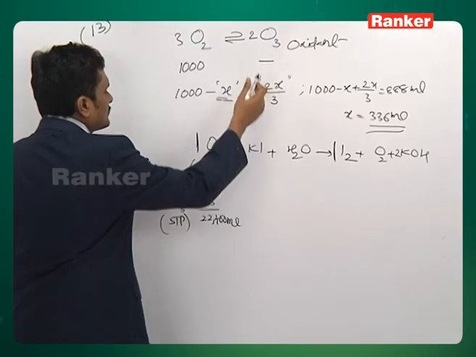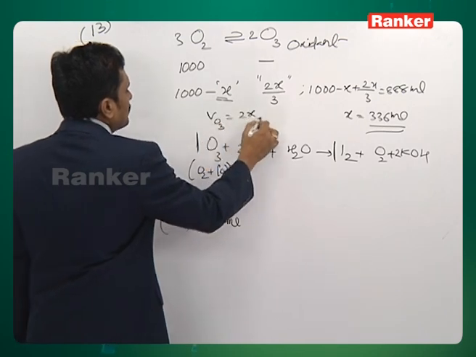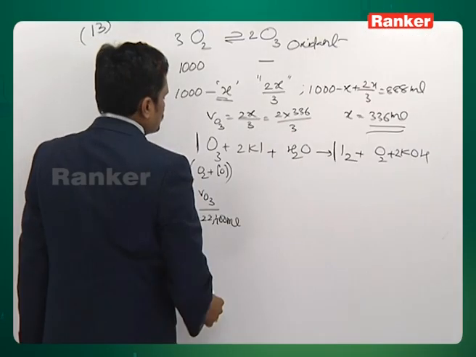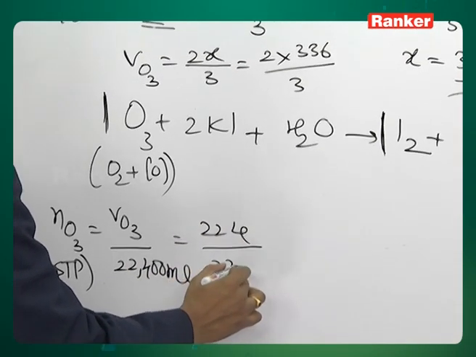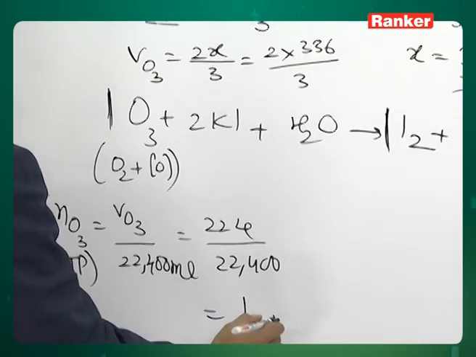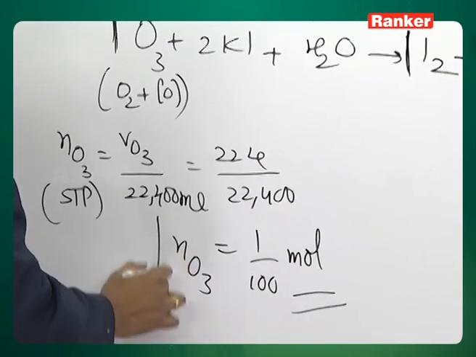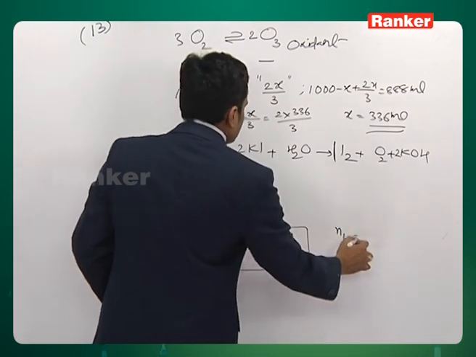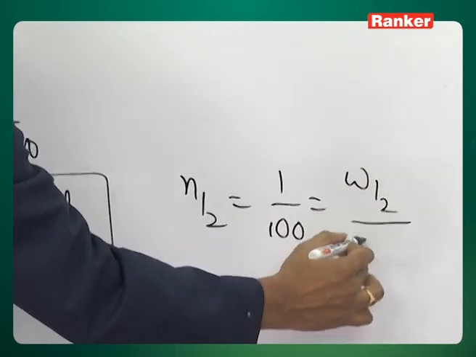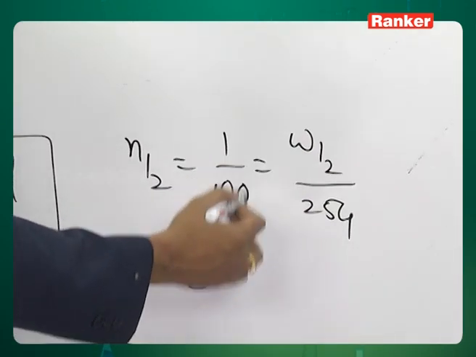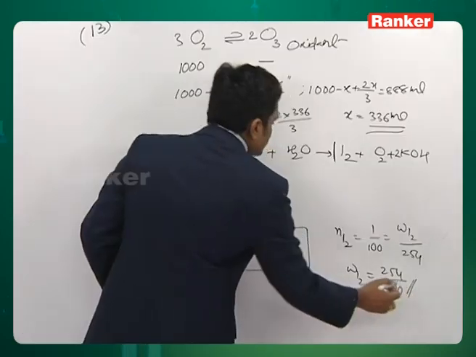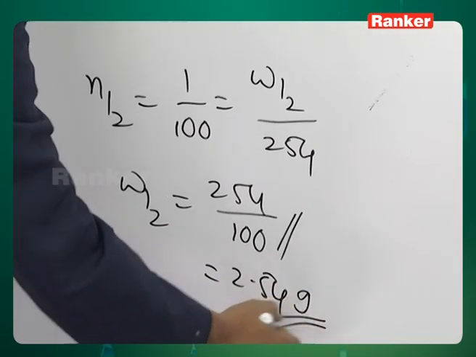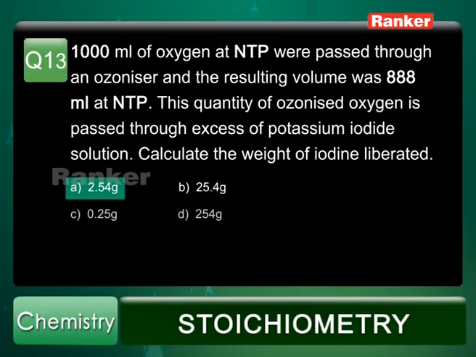22,400 milliliter. Now you can see from here volume of ozone is 2x/3, that is 2 into the value of X that we got. Upon simplification this gives 224 ml, that is 224 divided by 22,400, that is 1/100 mole of ozone formed in this reaction. And for every 1 mole you are getting 1 mole of iodine, hence I will be expecting the formation of the same number of moles in case of I2 also, which can be written as weight upon the molecular weight. Now when you simplify this, you will be getting the weight of I2 obtained is 2.54 gram. So answer for this question is 2.54 gram, that is option A.